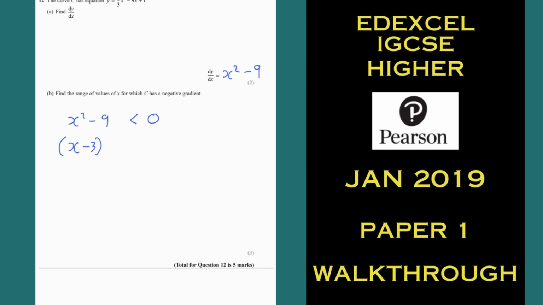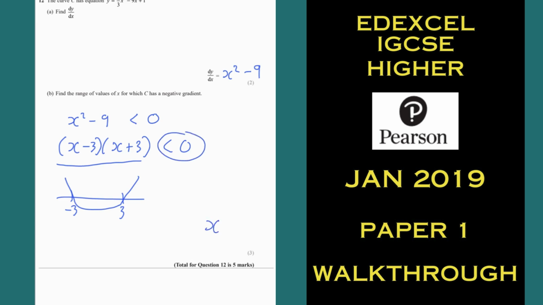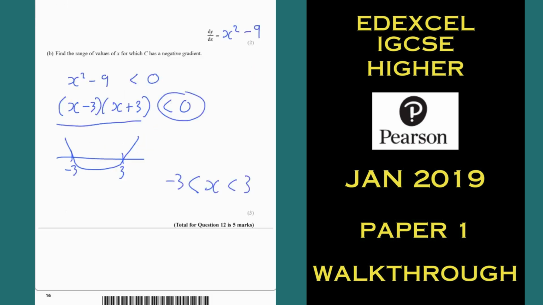Difference of 2 squares to factorise. Don't write x equals 3. Remember, minus 3 plus 3, positive. We want, where is this quadratic? Under the axis. It's between our critical values. And ultimately, not a bad question.